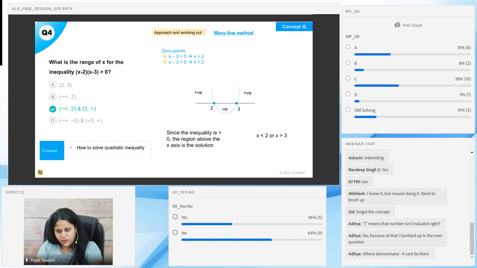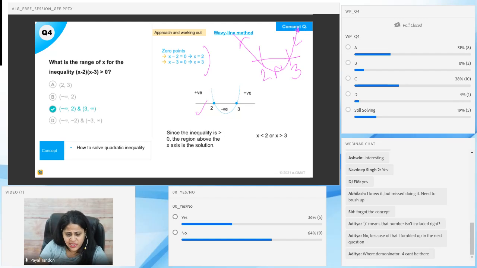Essentially, what you do is you find the zero points. This is a real quick method of solving it. You find the zero points which are 2 and 3. Then you plot these zero points on your number line. So let me show it to you, 2 and 3 here. Then you essentially draw a wavy line like this. You start from this corner and then draw your wavy line like this. And now, because your inequality is greater than zero, you go above the axis, which means this is the range, which is again less than 2 and greater than 3.